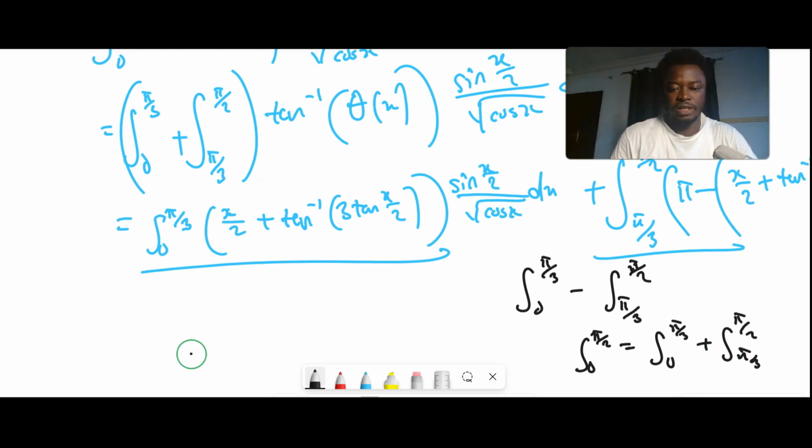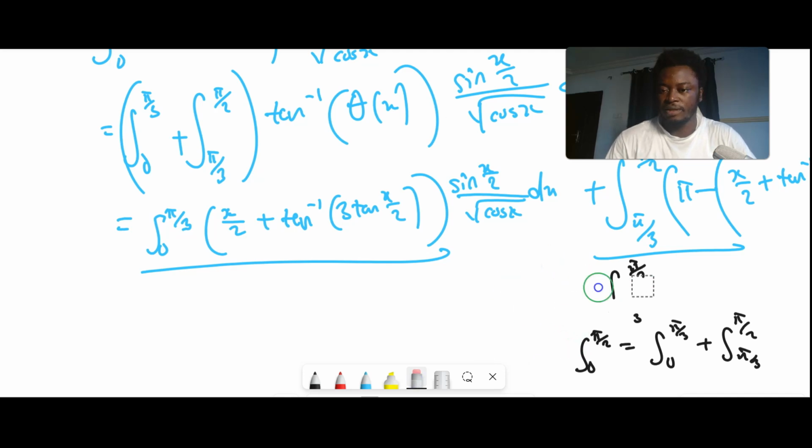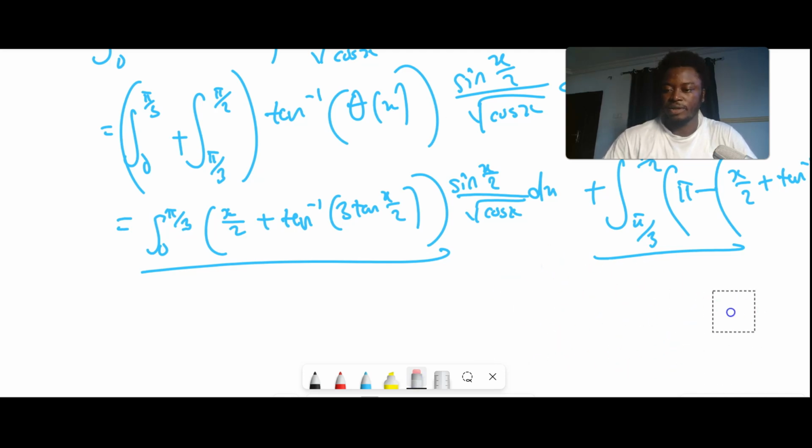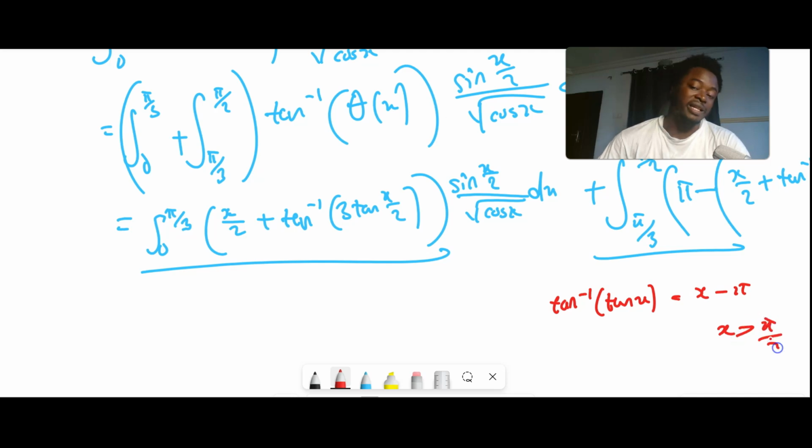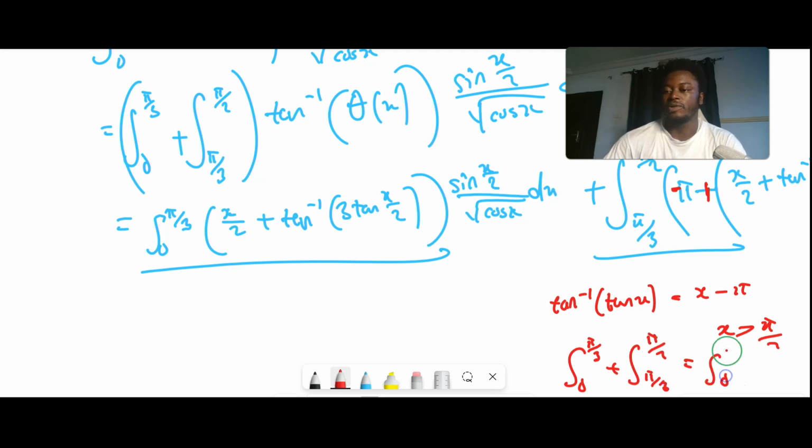Or better still, there is a bit of mistake here. Because tan inverse of tan x actually is equal to x minus pi, not pi minus x, if x is bigger than pi over 2. So we should have a plus sign here and a minus sign here. So basically, when we combine the integral from 0 to pi over 3 plus the integral from pi over 3 to pi over 2, we should get the integral from 0 to pi over 2.